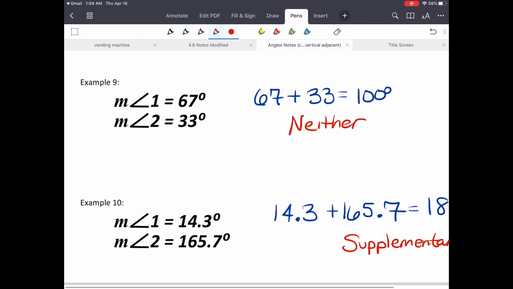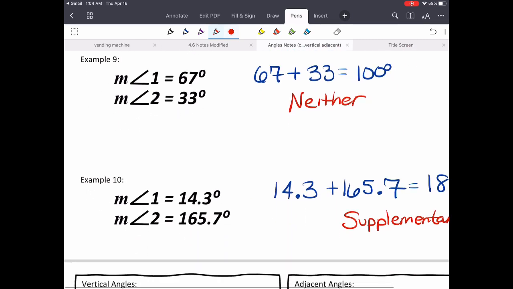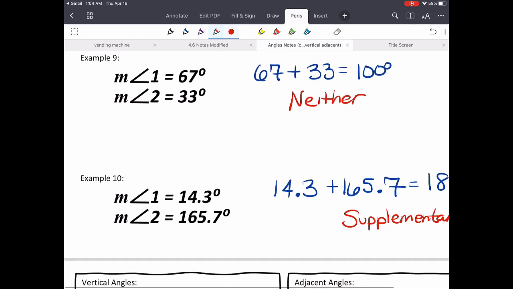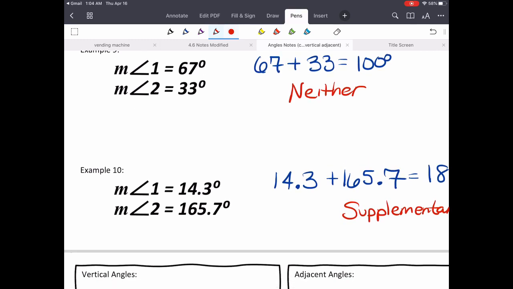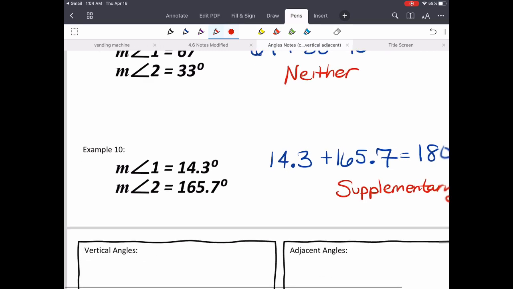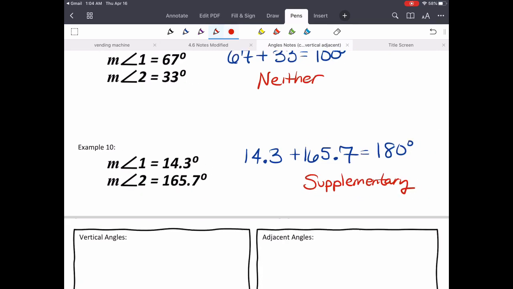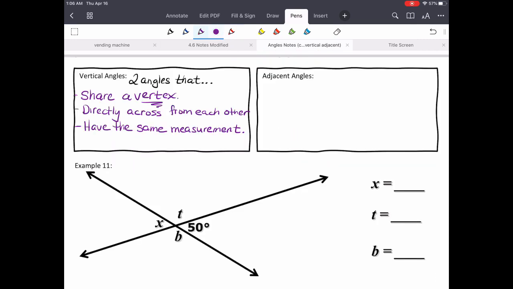Number 9 was a neither because 67 and 33 adds up to 100. And 100, even though that's close to 90, that's not close enough. It's got to be exactly 90. So that's neither. And example 10 is supplementary. Okay, now moving on to vertical angles and adjacent angles. Let's talk about vertical angles first.